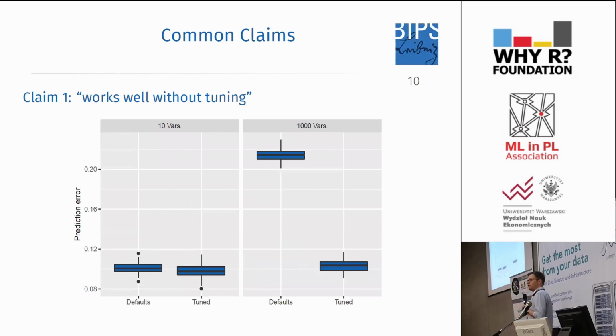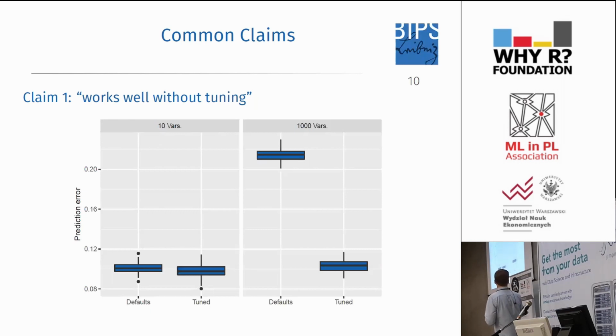So I did a small simulation to see what happens for high dimensional data. You see here two box plots for the prediction error, one non-tuned and one tuned random forest. For the first facet, with 10 variables, it doesn't make a big difference. That goes in line with the Probst et al. results that the tunability of random forest is small.